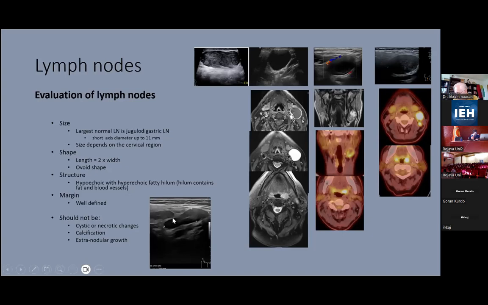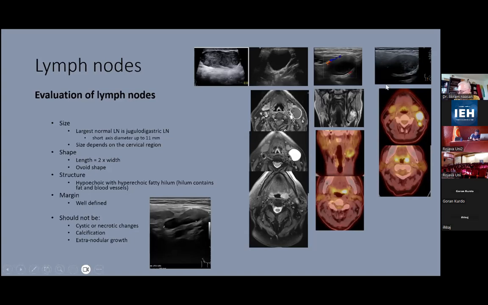And then we have to evaluate the structure of the lymph node. It's hypoechoic with a hyperechoic center, which is the fatty hilum. It should be well defined. The margin should be well defined. And in the lymph nodes, you should not see cystic or necrotic change, no calcification, no extranodular growth.